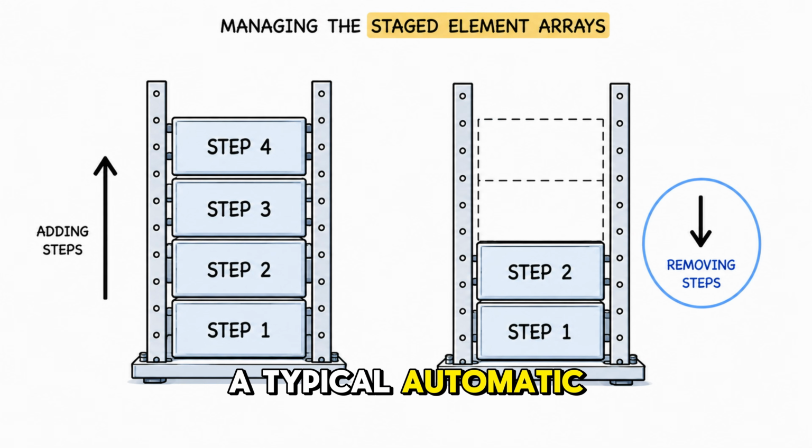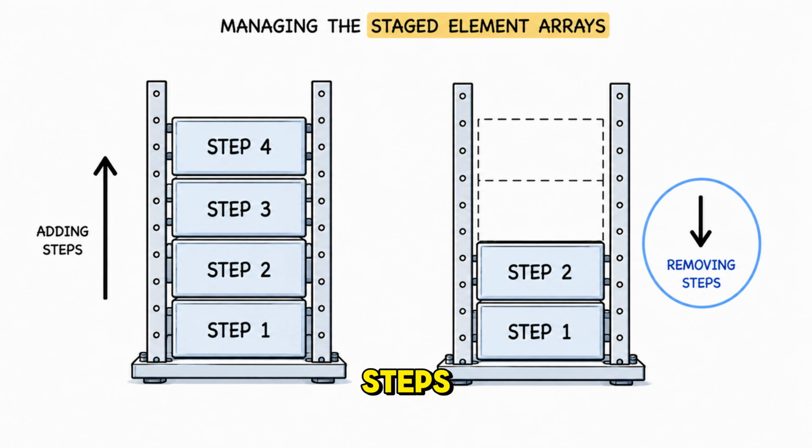A typical automatic bank might have 6 to 12 steps, each at a fixed kVAR rating, and the controller adds steps when power factor falls below target and removes steps when it rises above it.